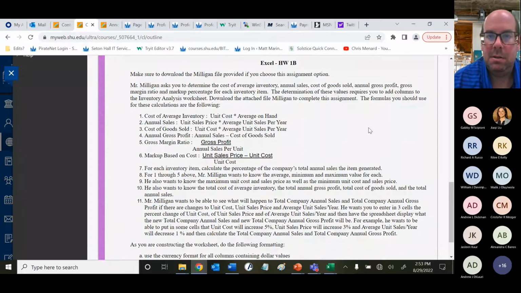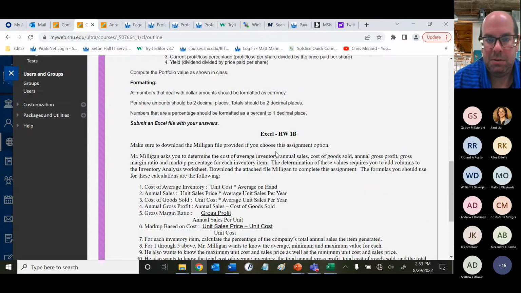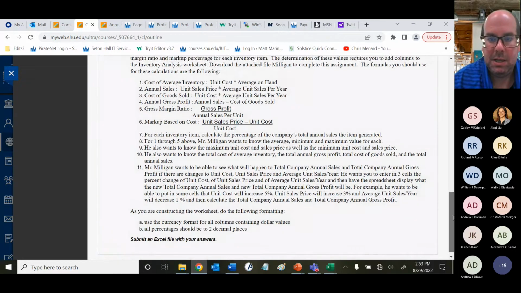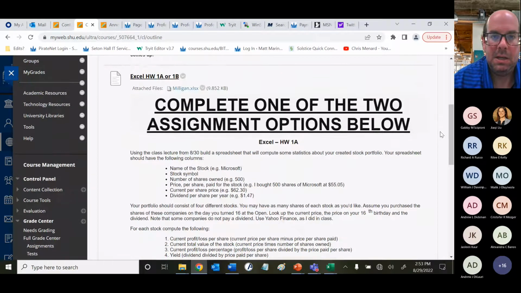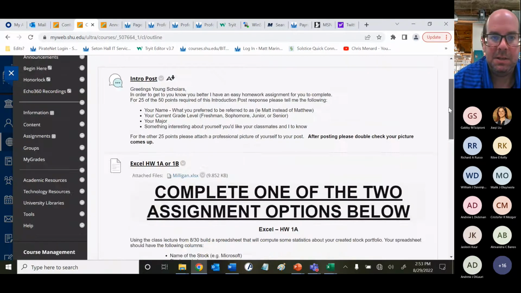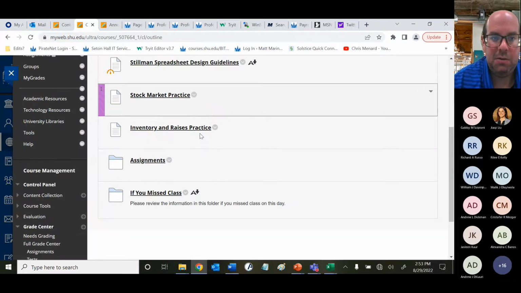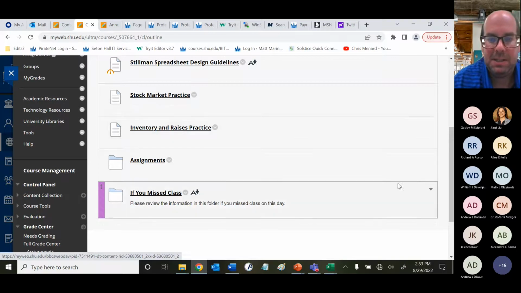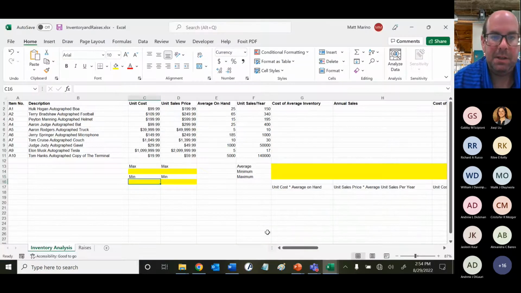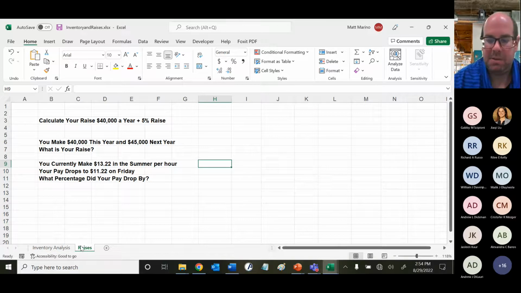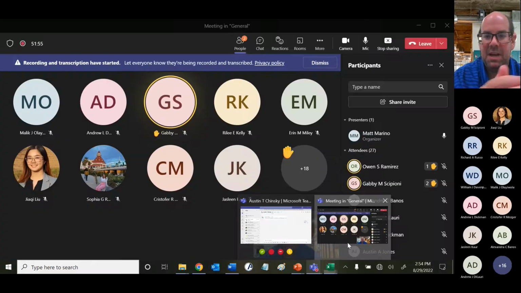Okay, so now we will do the inventory tutorial and inventory analysis tutorial that are similar to homework 1B. Again, if you choose homework 1B, download this Milligan Excel file that's associated with it. For us to do that, you click and download inventory and raises practice. It'll come up looking like this. Click on the raises tab. We'll go through that quickly first because it's much easier. And do the little raise hand thing when you have that downloaded.